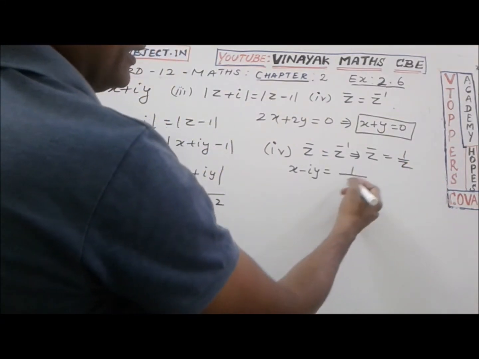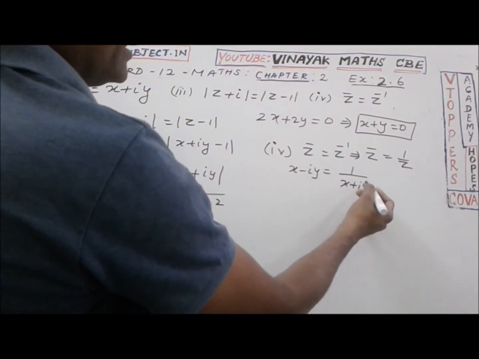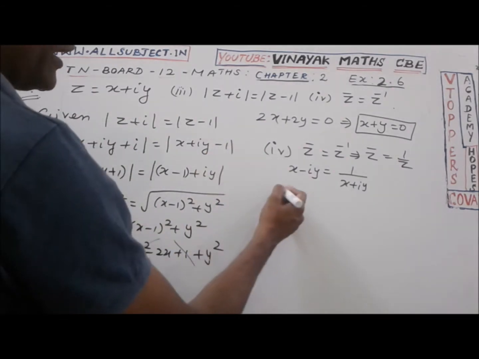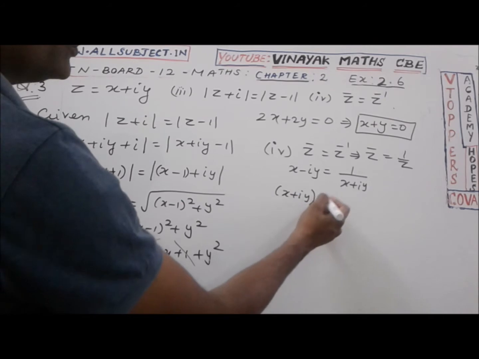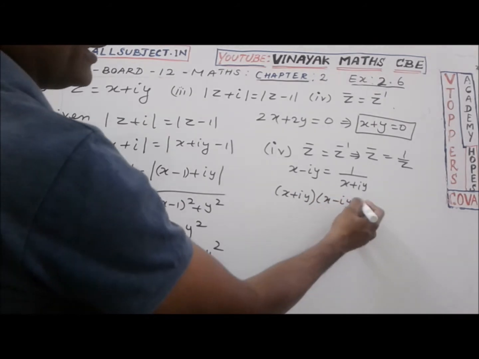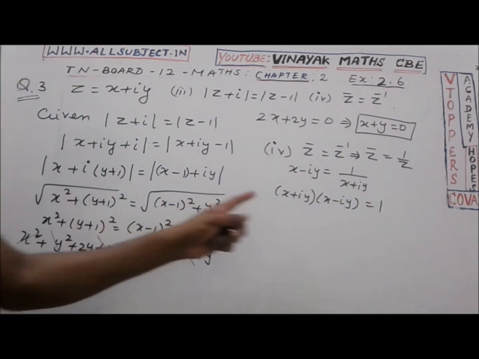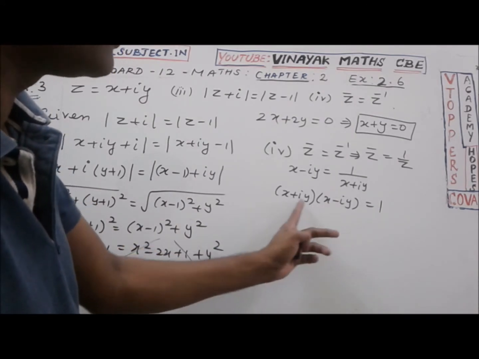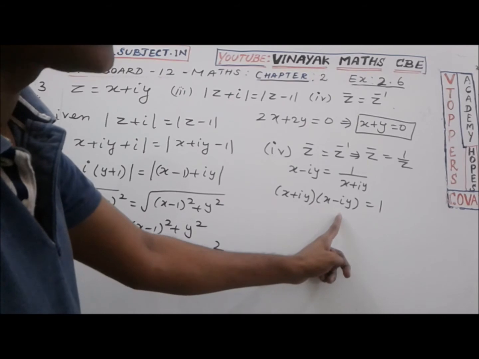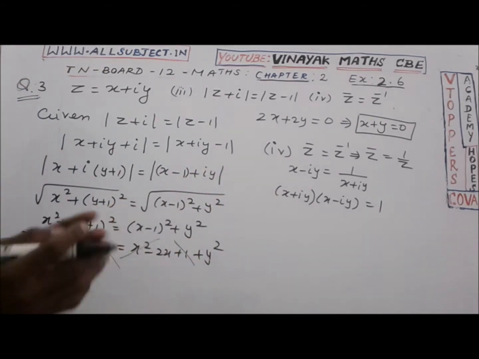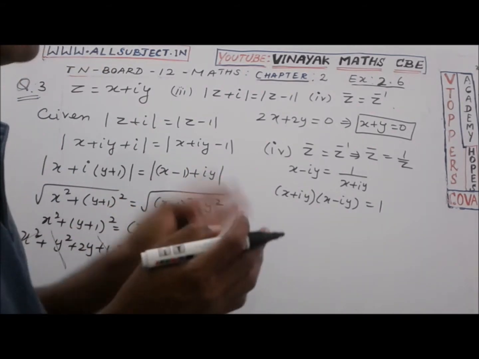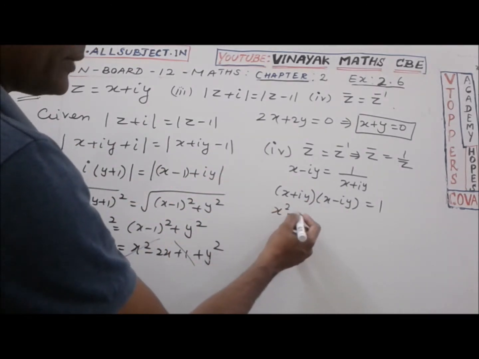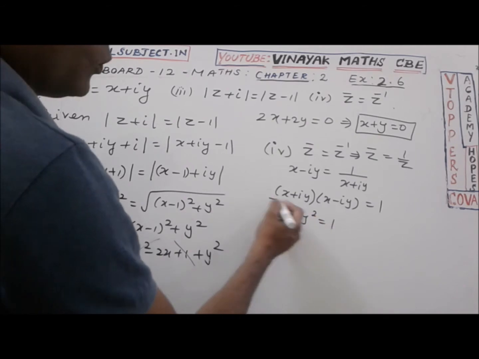Now 1 by x plus iy, z is nothing but x plus iy. Now we can cross multiply it. x plus iy into x minus iy equal to 1. Look at here, these two are conjugate to each other. The product of conjugates will be equal to the sum of the squares of the real and imaginary parts, which implies x square plus y square equal to 1.